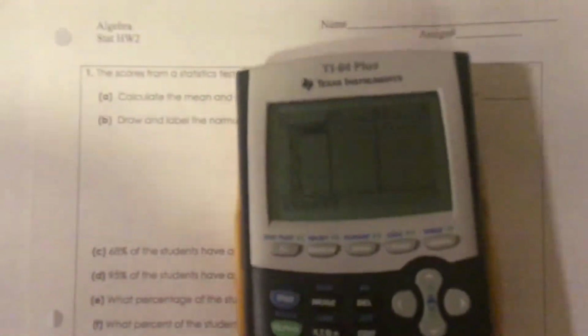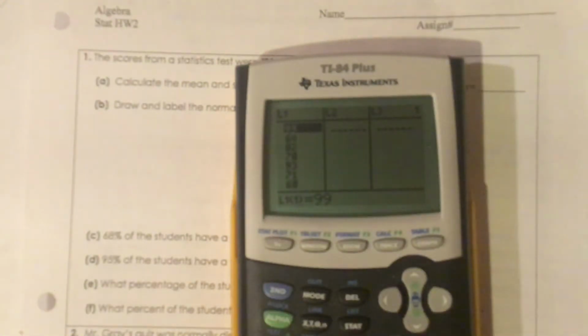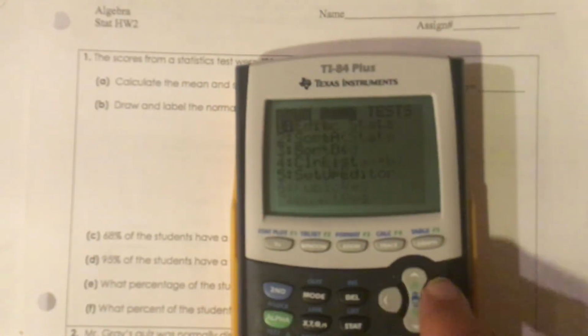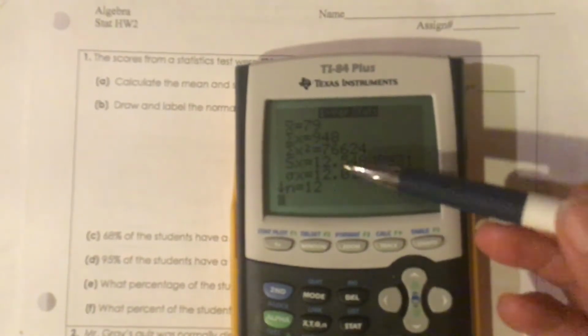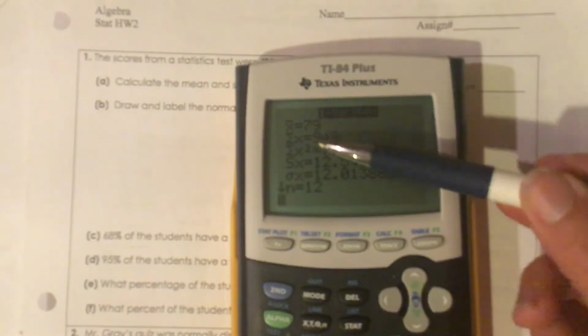All right, so for the first one, for the mean and standard deviation, I just simply put that into the calculator and let the calculator do all the work. Got my list, got all the numbers in the list. Do my stat calc, one variable statistics, and up here is the average of 79 and the standard deviation of 12. Remember the mu right here is the average, the sigma is the standard deviation.